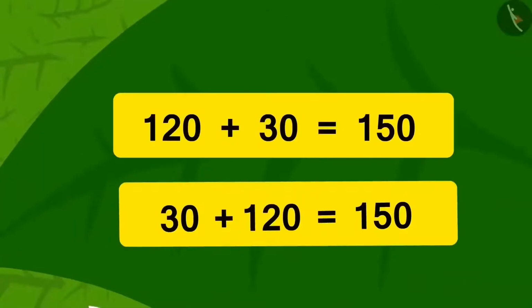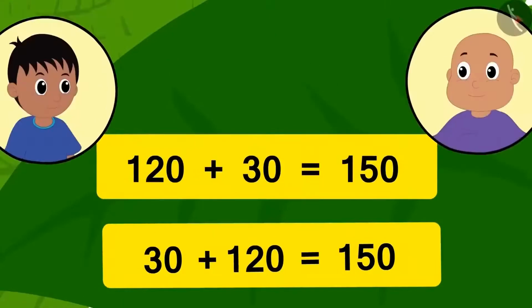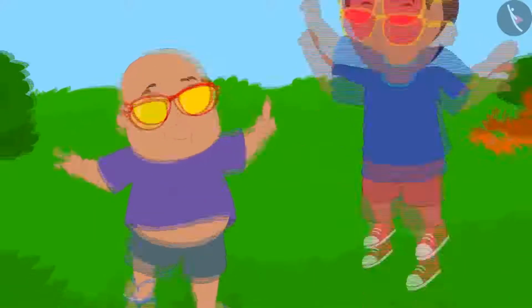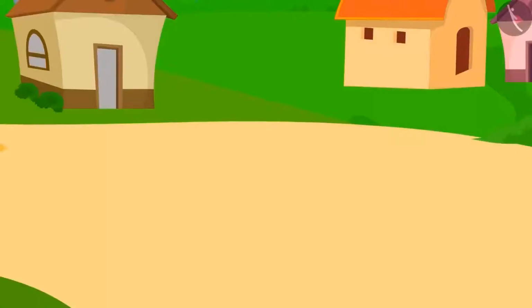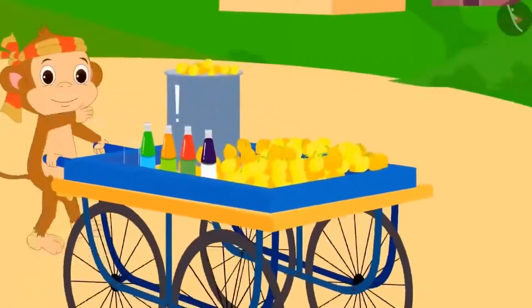Are both of these additions correct? We can write the sum of 120 and 30 by adding 30 to 120. We can write in either of these 2 ways. In this way, the additions seen in both Raju and Bablu's glasses are perfectly correct. Raju and Bablu got excited. They now decide to visit Babban's lemonade stall.